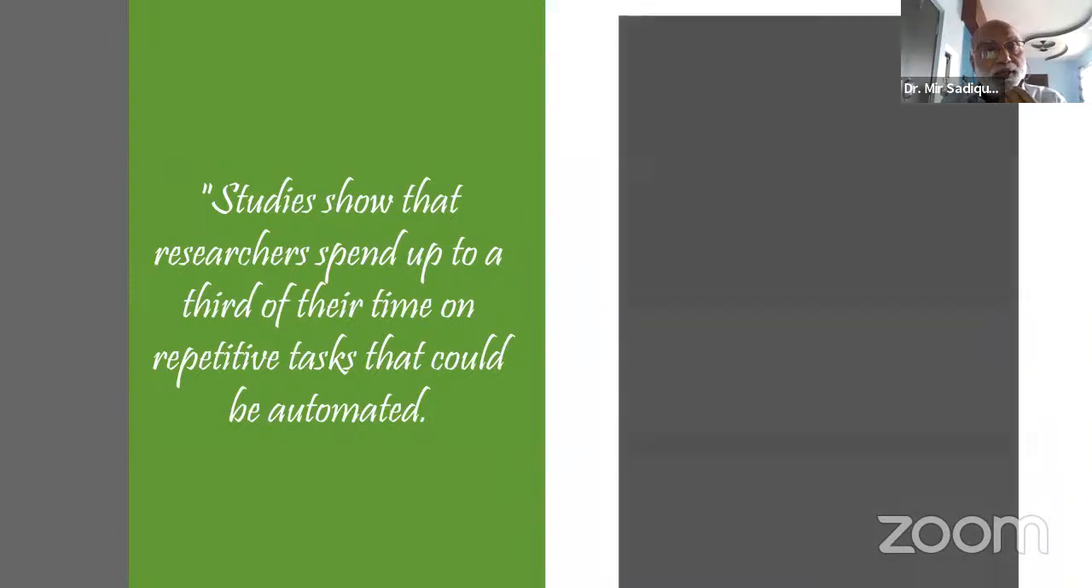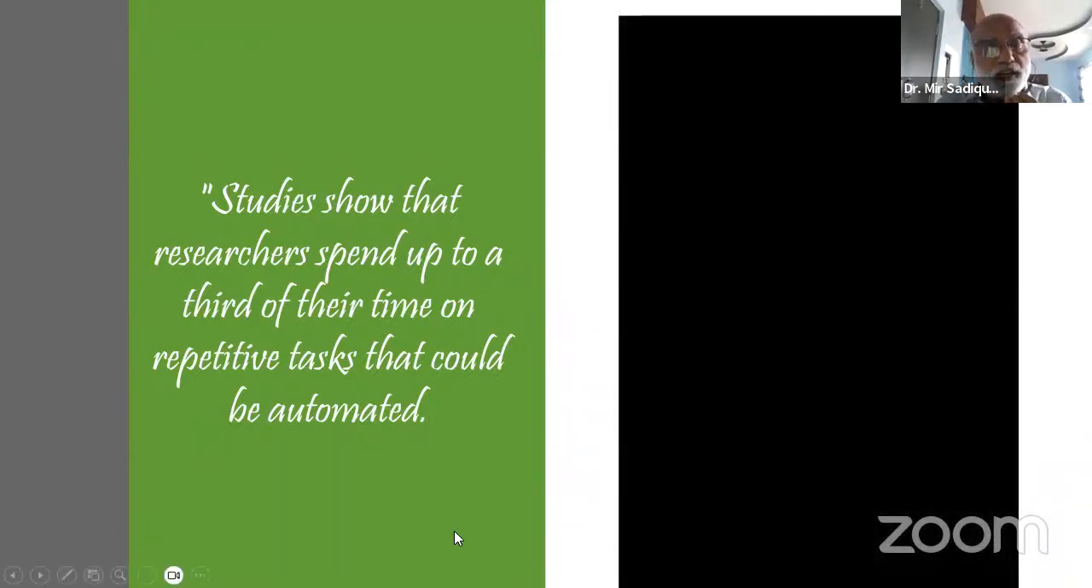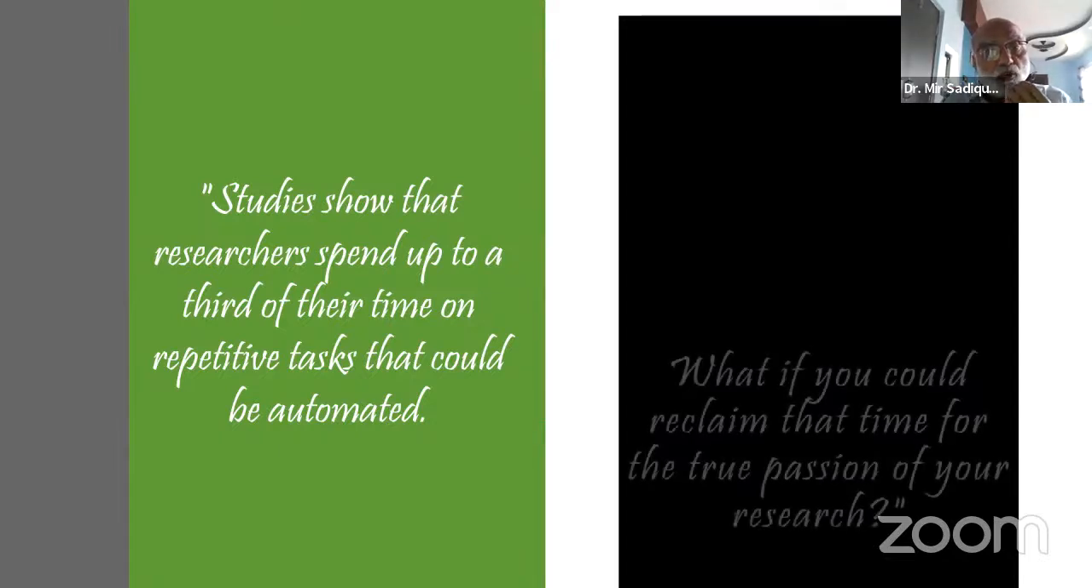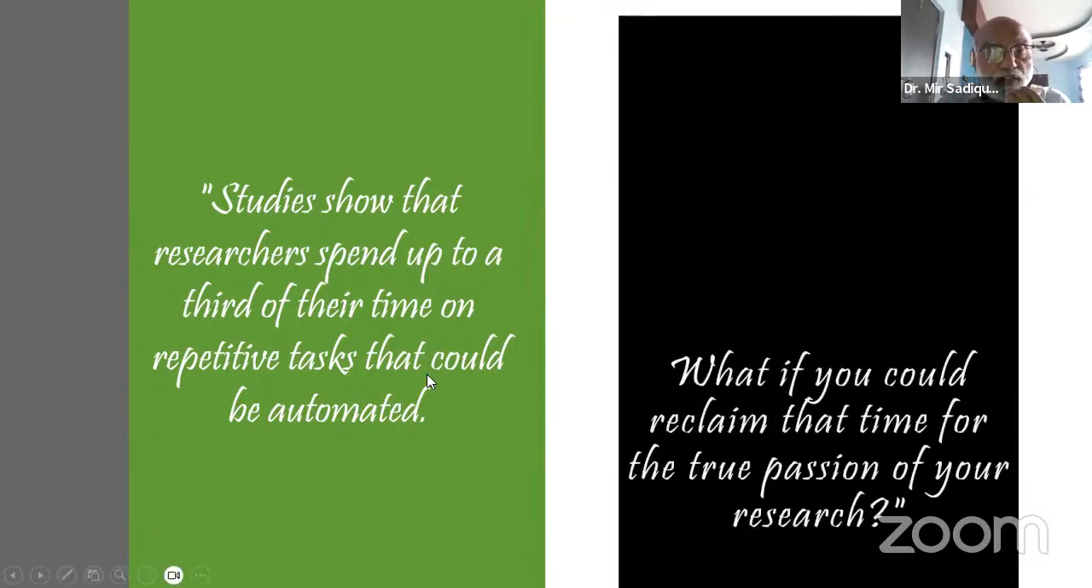Studies show that researchers, and out of your experience, you must agree with this, spend up to a third of their time on repetitive tasks that could be automated. Means if it is taking 6 years to complete our PhD work, then a third of that time means 2 years we are just wasting or investing into repetitive tasks which could have been automated. What if we could reclaim that time for the true passion of our research? जो काम हमको करना है, the main work, if that is automated for us, how useful it will be.